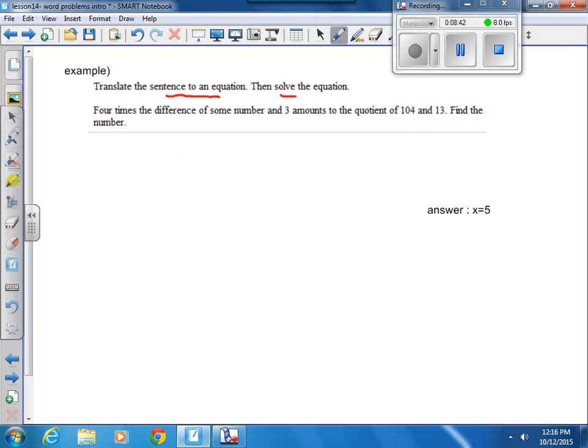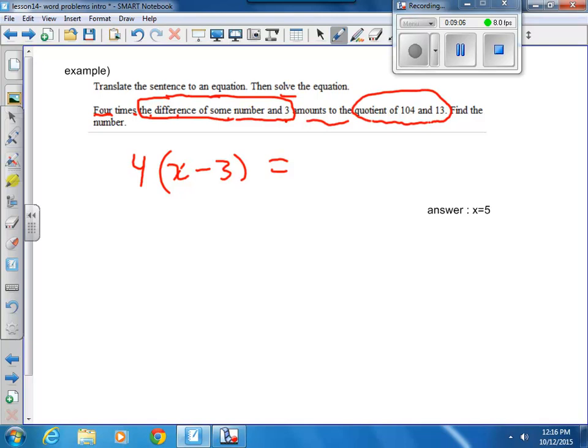Translate and then solve. 4 times the difference of some number and 3. Well, focus in on the difference of some number and 3. But you want 4 times that difference. See how I translated that? Amounts to, that means equals, the quotient of 104 and 13. Again, quotient means divide, so the quotient of 104 and 13, I'm going to write it like that.